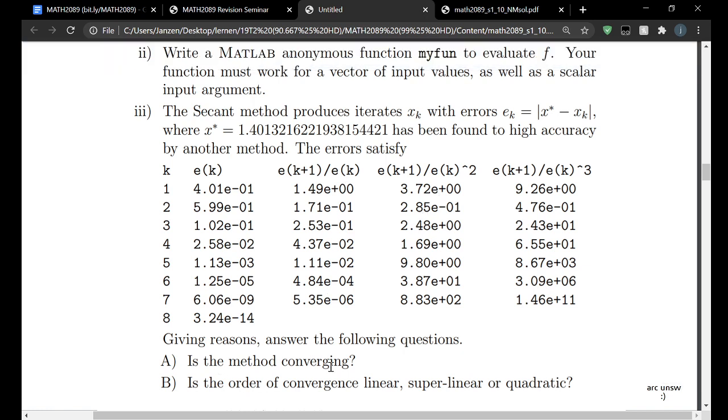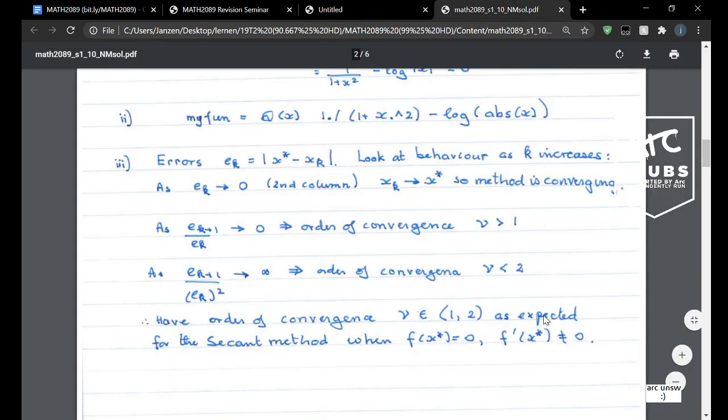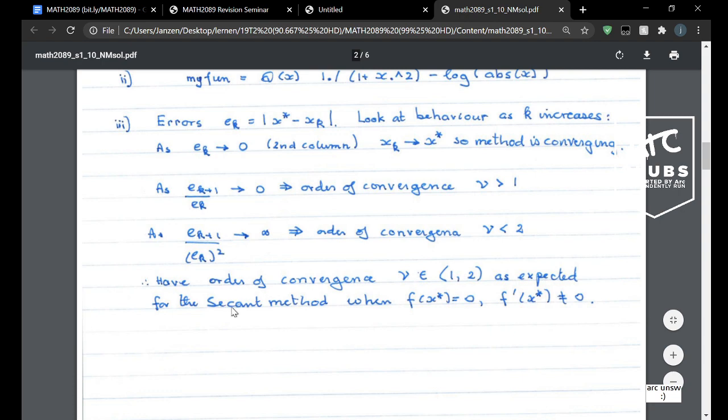Is the method converging? The method does converge, but it converges between linear and quadratic, like we said. So the order of convergence is superlinear, and that's basically what they wrote. It's between 1 and 2. I guess you don't really need to remember the exact value of convergence.